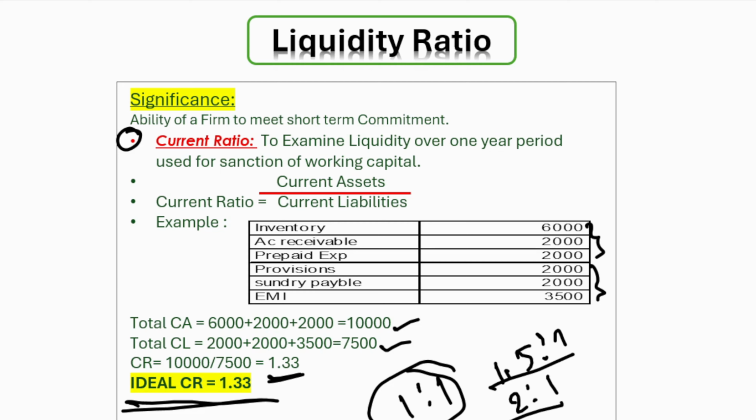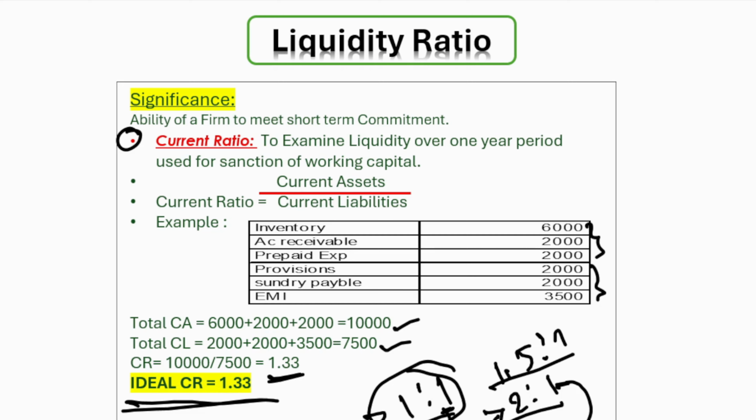Got it? But what does that mean? Suppose 2 is to 1 means for 1 rupee of current liability there are 2 rupees of current assets. Got it? 1 rupee of current liabilities is backed by 2 rupees of current assets. Means very good. Suppose 1 is to 1 means 1 rupee of current liability has 1 rupee of current asset. Means current assets and current liabilities are similar.